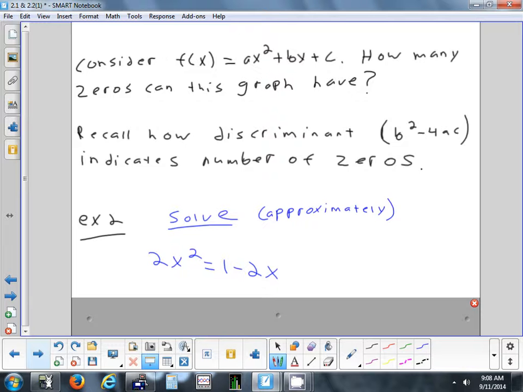In this one, they're asking you to solve this quadratic equation approximately. Up to quadratics, we at least have a way we could solve this exactly. If it factored, that'd be great. If it didn't, we just complete the square or use the quadratic formula. But since they want an approximate answer, the calculator is fine, so we'll do it that way.